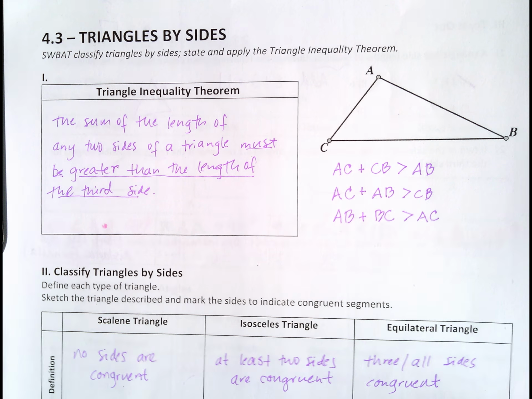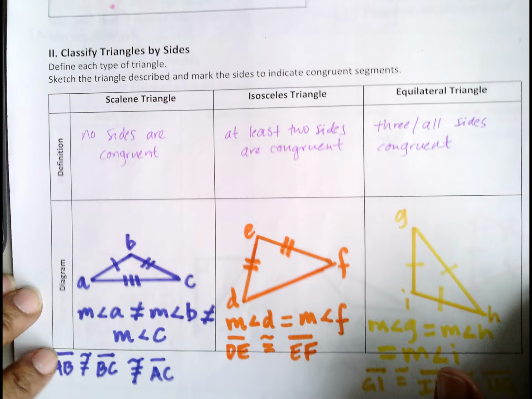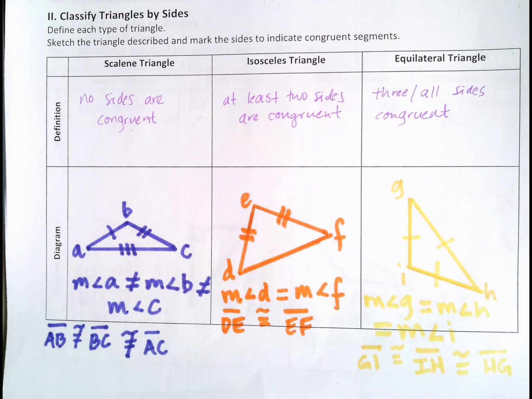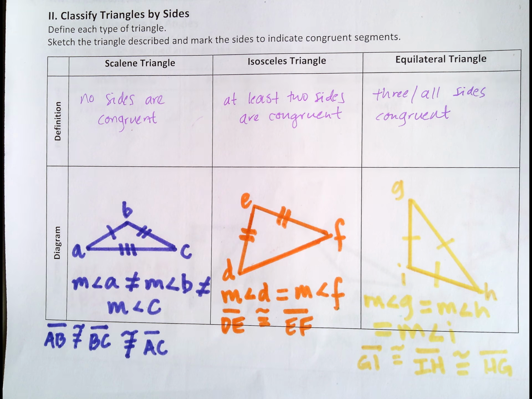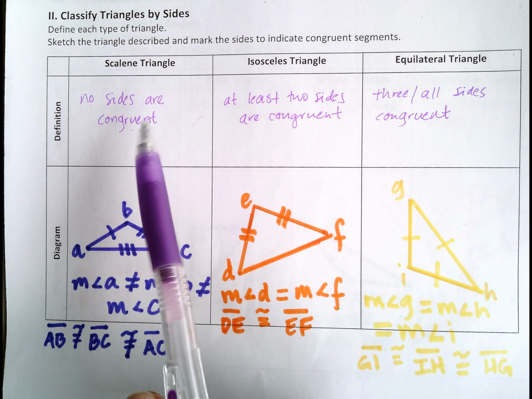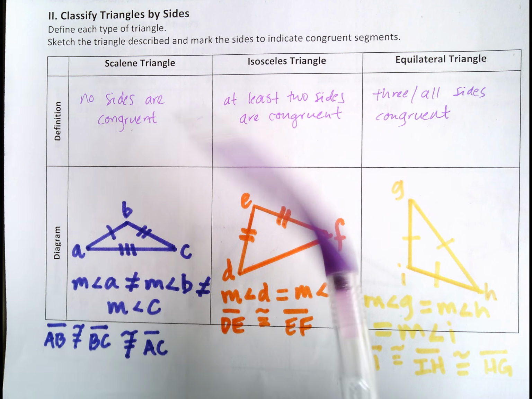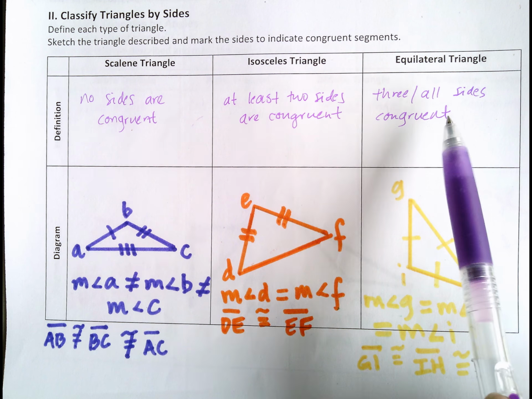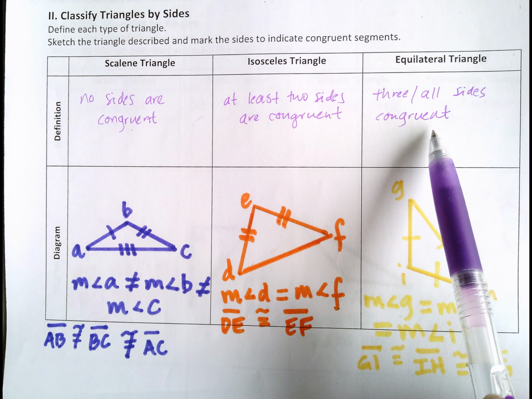All right, classifying triangles by sides. This is throwback information for many of us. Most of this stuff you should have learned in middle school, but if you haven't, here's a quick intro to it, and if you have, here's a quick recap. Scalene triangles, isosceles triangles, and equilateral triangles. A scalene doesn't have any sides that are congruent. An isosceles has at least two sides that are congruent. And an equilateral triangle has all three sides being congruent.